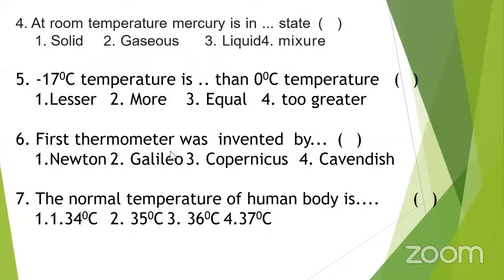Now, let me give the correct solution. At room temperature, mercury is in liquid state. Of course, mercury is a liquid metal. Okay, that is the right answer. Later, minus 17 degrees Celsius temperature is dash than the 0 degrees temperature. Both are on the same scale, degrees Celsius. Therefore, minus 17 degrees Celsius is lesser than 0 degrees Celsius.